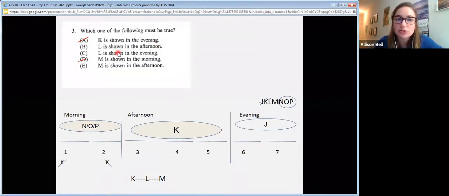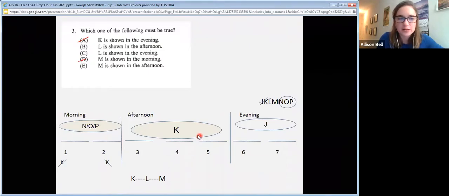I noticed that there's 2 that have to do with L. So I'm going to kind of jump up here to B and C and think those through. And I'm looking to see, does this have to be false? So is it possible for this to be false? So L is shown in the afternoon. Is it possible for that to be false?